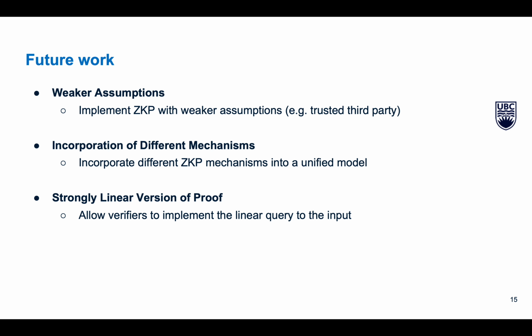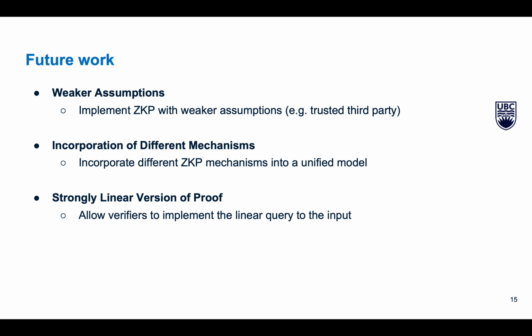Different ZKP models have different advantages. For example, in Libra, the running time of the prover is linear, and Hyrax does not require any trusted setup. So, to make better use of these advantages, I think it would be meaningful to study whether these different mechanisms can be incorporated together into a unified and advanced model. And lastly, the strongly linear version of proof.